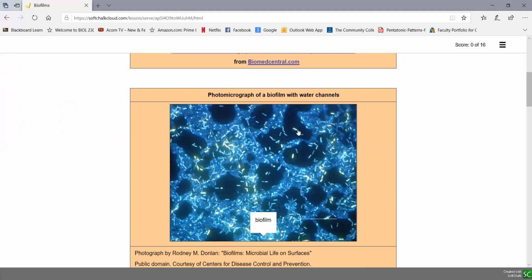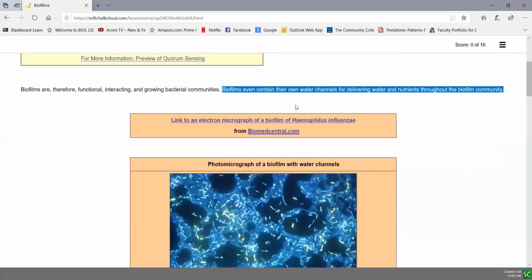And those water channels then bring in water and nutrients and remove waste products. They can bring in oxygen if they need oxygen. And as those water channels run throughout the biofilm, the whole neighborhood winds up getting the water and the nutrients they need. We see some other nice pictures of biofilms in this link here, showing a biofilm of Haemophilus influenzae.